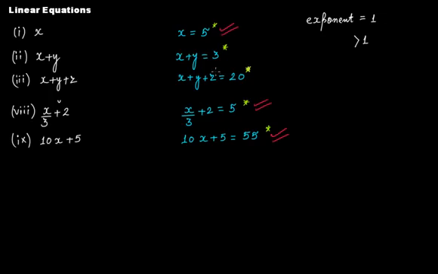In x plus y is equal to 3, we have two variables, x and y. In x plus y plus z is equal to 20, we have three variables. We have x, we have y, and we have z. Though they are linear equations, yes, they are linear equations, but they aren't linear equations in one variable. So let me quickly copy the linear equations in one variable.